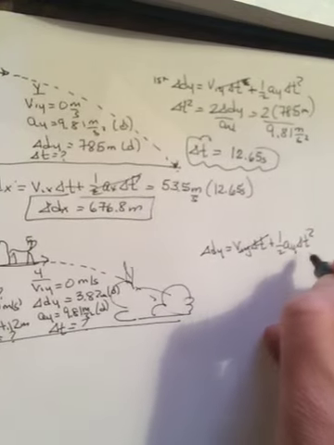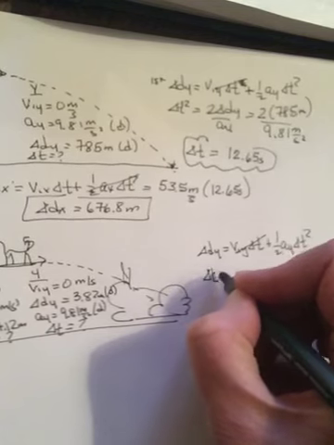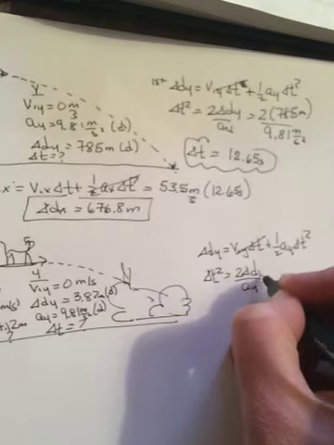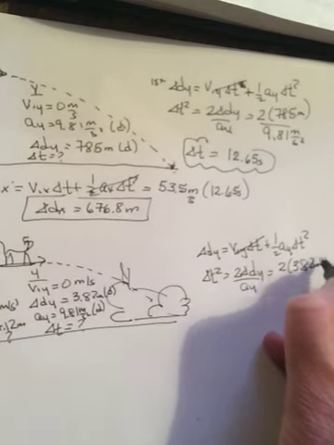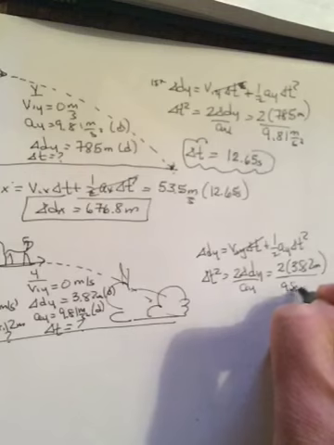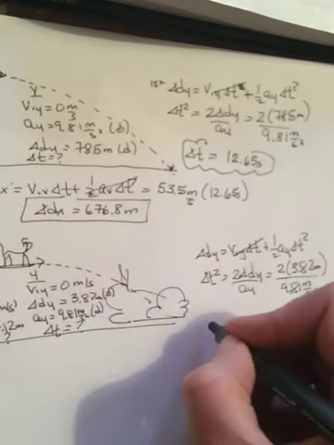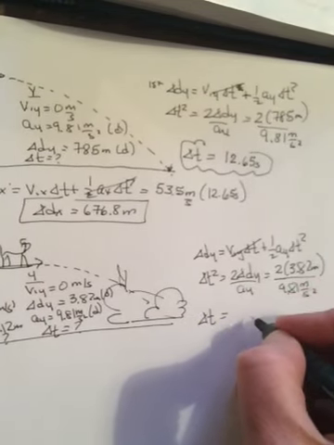The vi part is 0. Solving for delta t, multiply by 2, divide by a. So 2 times 3.82 meters divided by 9.81 meters per second squared. Again, we don't have to worry about negatives. Everything's going down. And again, that's t squared. Don't forget to take the square root.